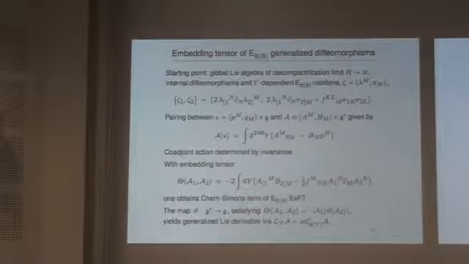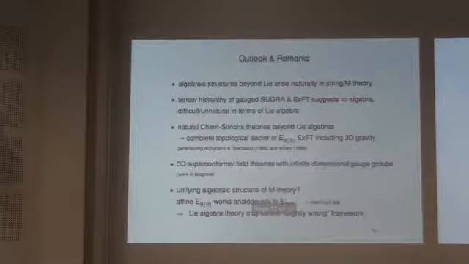But this is just an auxiliary Lie algebra, which you can use as a starting point to derive the Leibniz algebra on the dual space that is actually the structure of exceptional field theory. All right, so let me summarize. The algebraic structures beyond Lie algebras arise very naturally in string and M theory, as you see here.